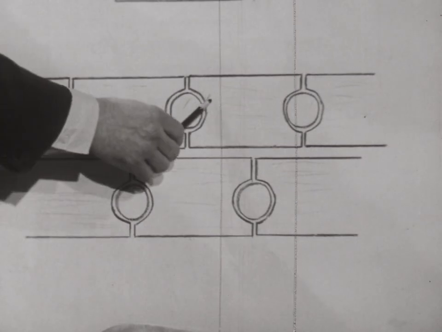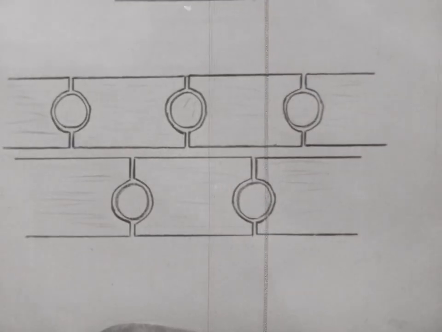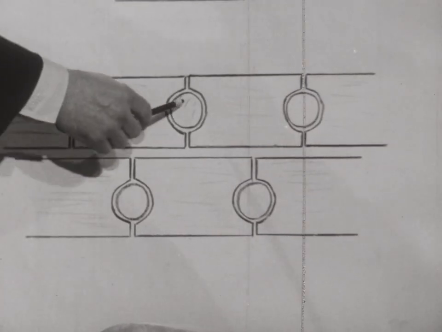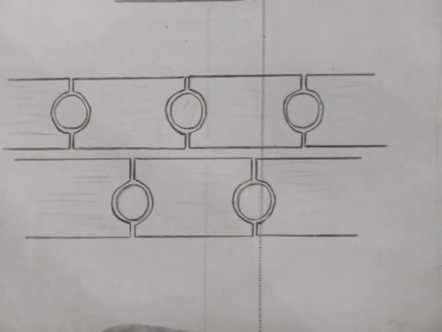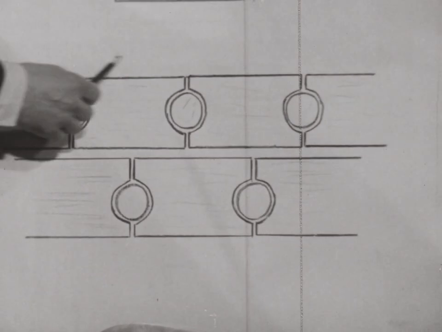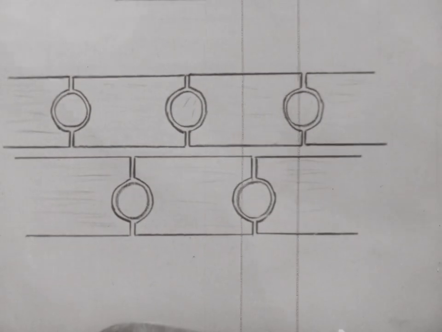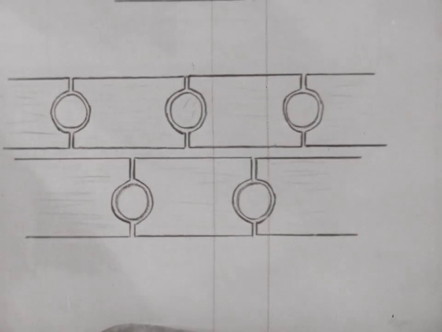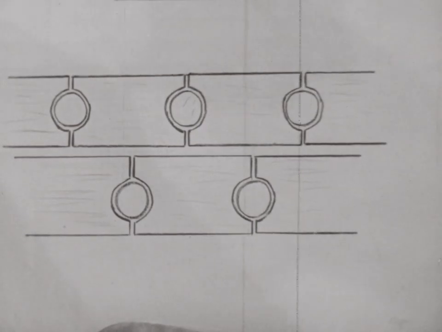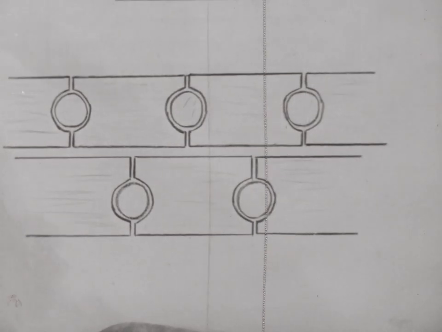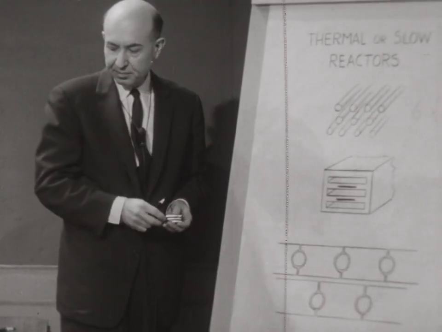This is the graphite moderator blocks between adjacent elements, and typically the space here might be 6, 8, or 10 inches, so that a reactor which is graphite moderated is typically very large compared to the light water reactors, of the order of 20, 30, or 40 feet in diameter by 40 feet high.